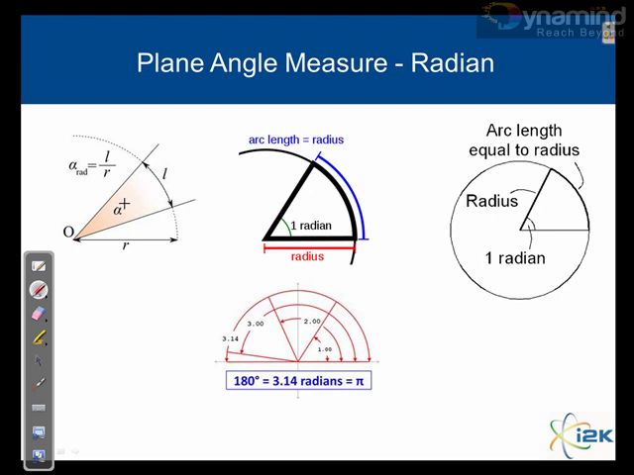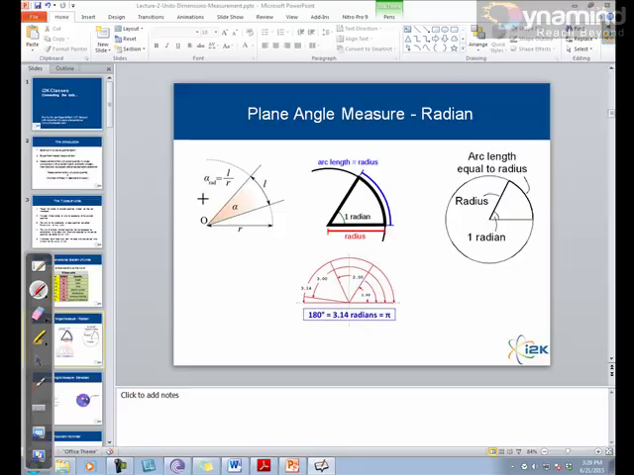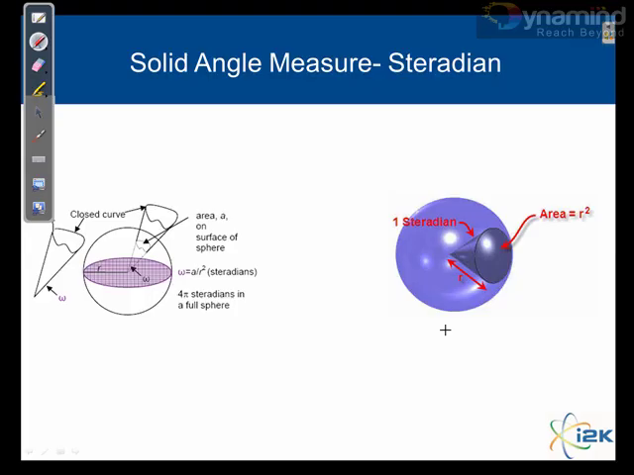One is for the plane angle alpha, which is defined as the arc length upon the radius. And you must be familiar with this conversion where, for instance, if we take half the circle, the arc length will be pi r, and that divided by r will give you pi radians, and this gives you the conversion that 180 degrees is equal to pi radians or 3.14 radians. So this is an important thing for you to remember for plane angles.